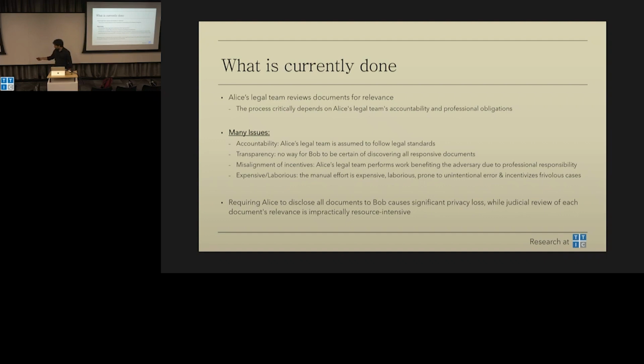The other extreme could have been that you just disclose everything that Alice has to Bob, but that will cause significant privacy loss. And yet another situation could be that you just submit everything to the court and then the court decides which are relevant and which aren't. But that is too expensive because the court doesn't have the time to adjudicate on every document.